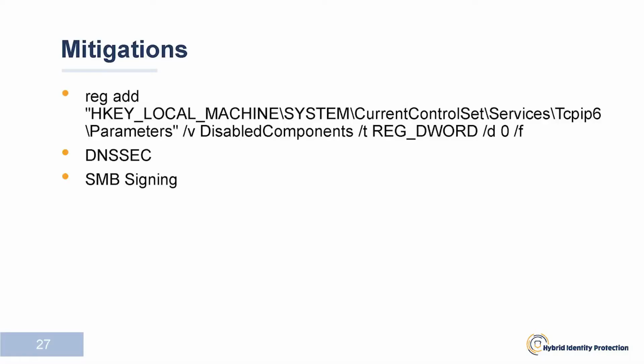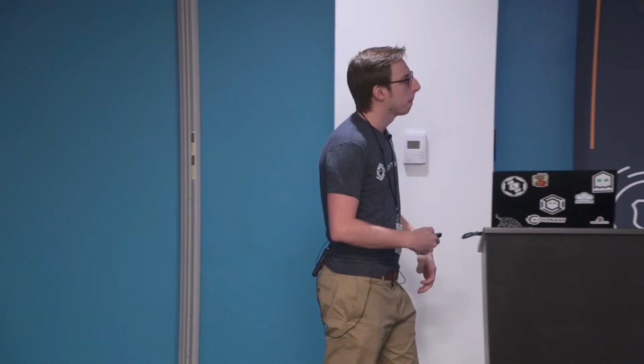Mitigations first. These are the mitigations for it. So you can add a registry key to disable IPv6. Alternatively, you can just turn it off in the adapter settings. DNSSEC as well, to make sure that you're not just getting anybody registered as a DNS server. And then SMB signing is what's used to prevent hash relaying.